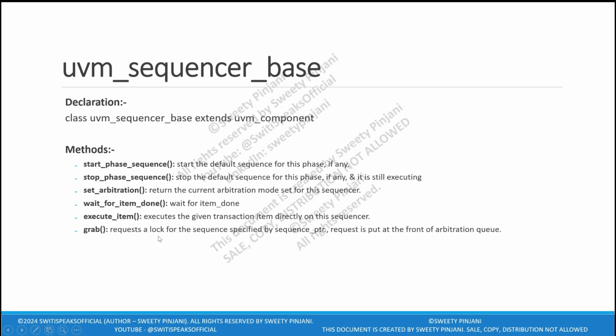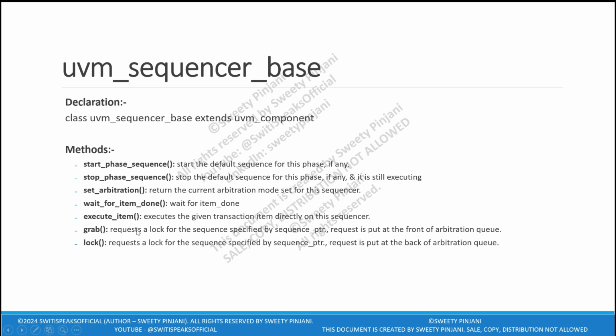Then we have grab. What does grab do? It requests a lock for sequence specified by sequence pointer. Wherever your sequence pointer is currently, it indicates which sequence you are in. If you want to lock that particular sequence, you can use grab. When you are using grab, this lock request is going to be put at the front of arbitration queue. It means whatever things are there in the queue, they are going to execute later. First, your lock request is going to be executed. Only then the other things in the arbitration queue will get executed.